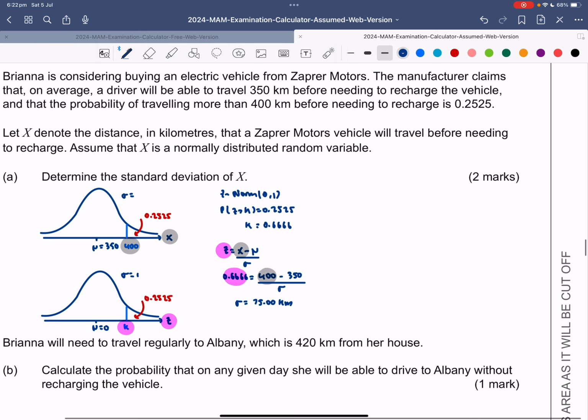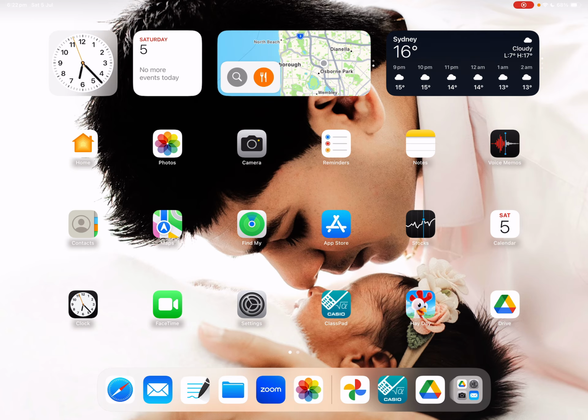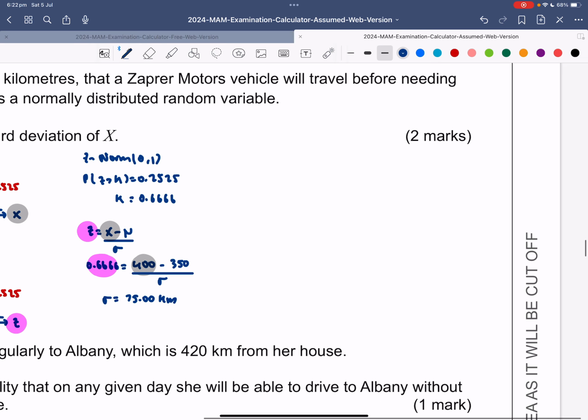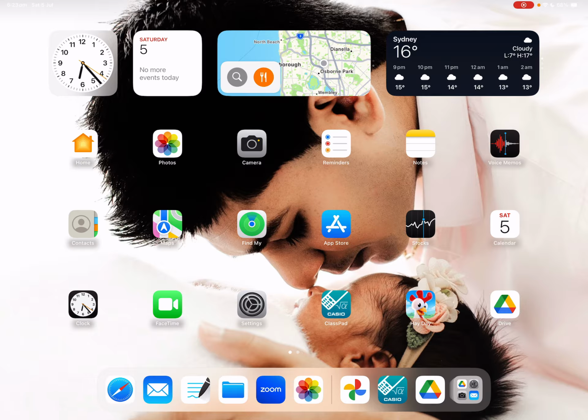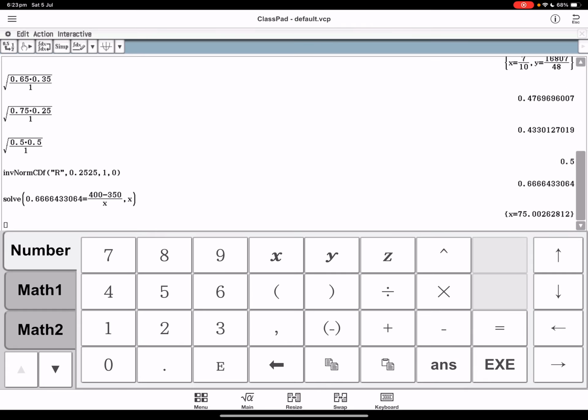Now, having said that, technically it's only worth 2 marks. So technically you could have just done this. Really, you could have just done X follows a normal distribution with a mean of 350, a standard deviation which is unknown. So we can just write that. And we could just write down probability that X is more than 400 is 0.2525. And you know what? Solver can handle it. Solver can handle it just fine. So what should I do?